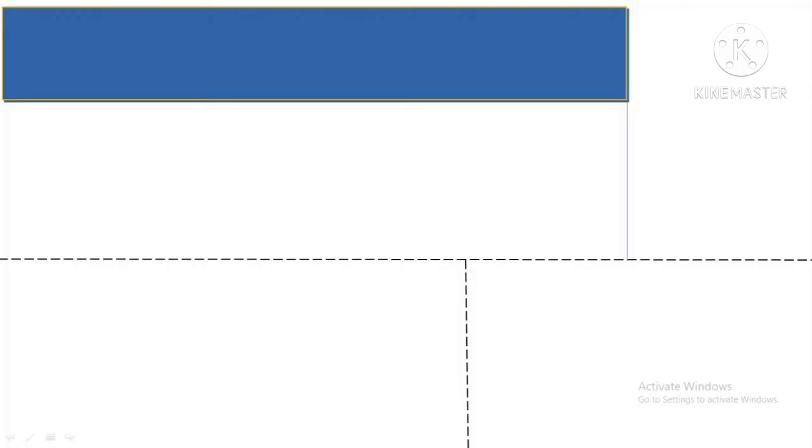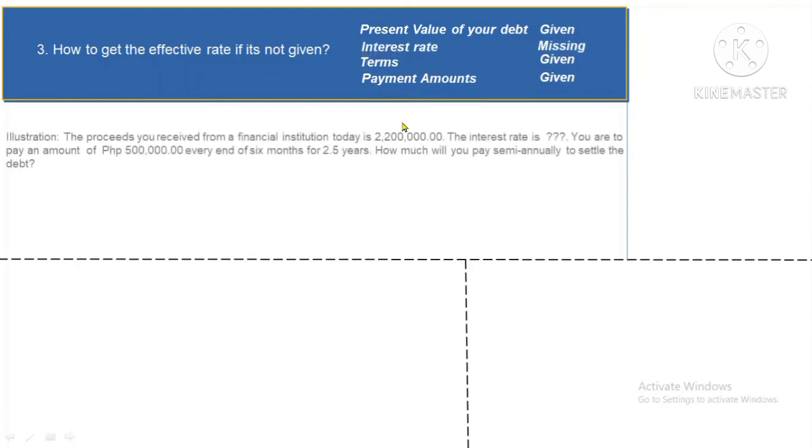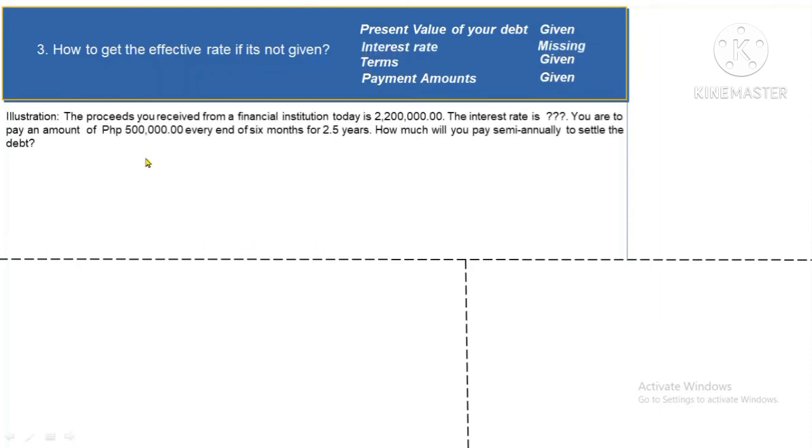Question number 3. The third question is how to get the effective rate if it's not given. To be specific, please assume that the present value of your debt is given, as well as the terms like the payment dates or the maturity dates, as well as the specific payment amounts. What's missing is the interest rate, just like this problem. The proceeds you receive from a financial institution today is 2.2 million. The interest rate is unknown. You are to pay an amount of 500,000 every end of 6 months for 2.5 years. How much will you pay semi-annually to settle the debt?